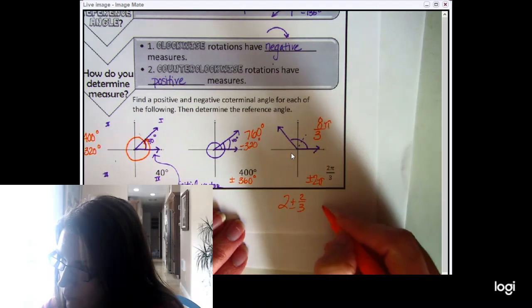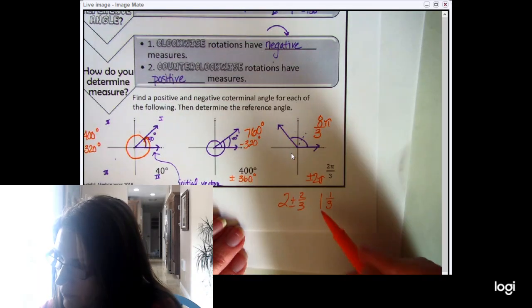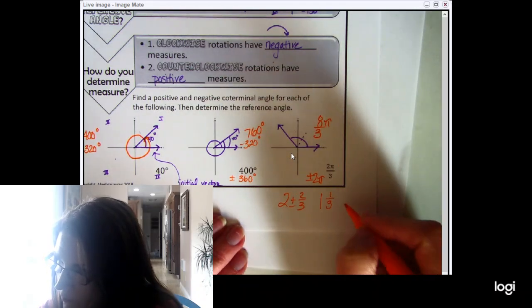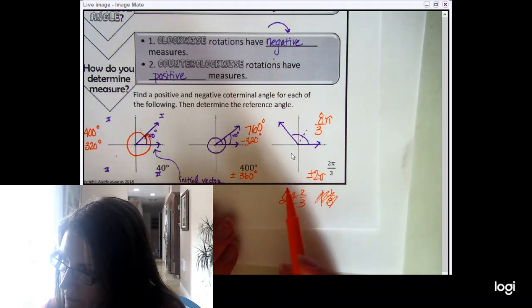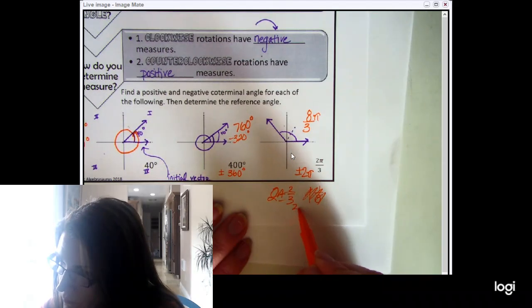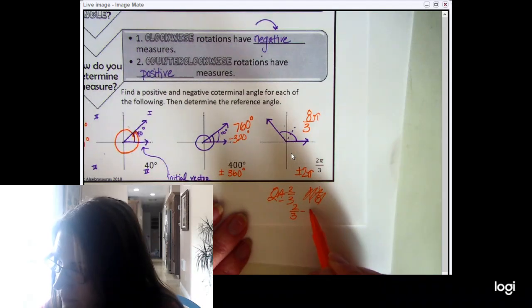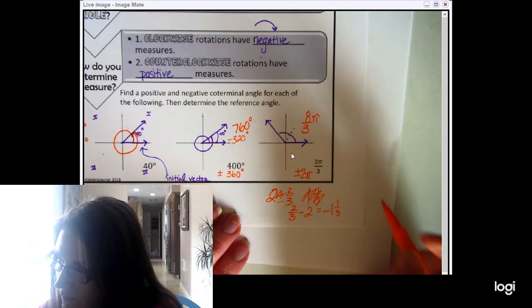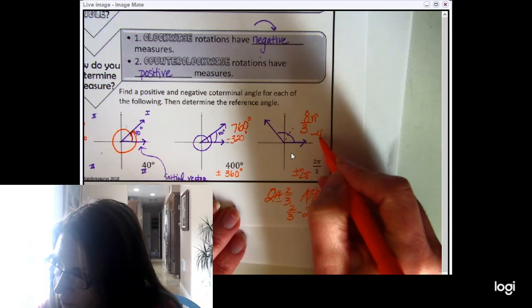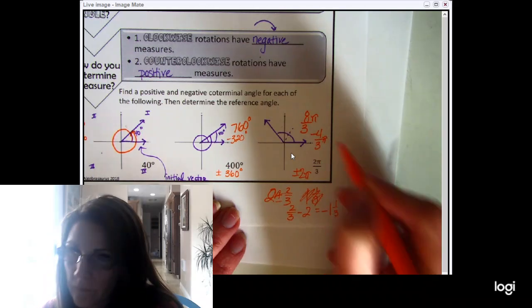All right, now let's take it away. Minus, that would be 1 1/3, 4/3 pi. Is that correct? Nope, I didn't do that right. I need to do it the other way. We need to say 2/3 minus 2, which is negative 1 1/3, negative 4/3 pi.